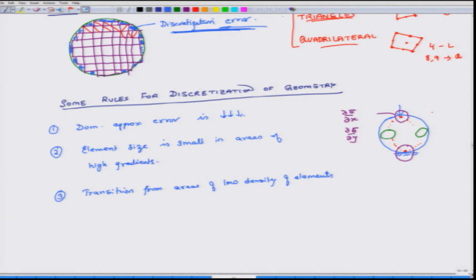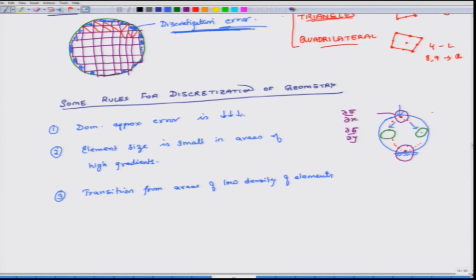See, in this purple area, density of elements will be what? High, because element size is small. So, there will be a lot of elements. So, the number of elements per unit area will be high, and in the green area it will be low. So, as you move from here you will have a lot of small elements, and in green you will have a smaller number of elements, but large elements.